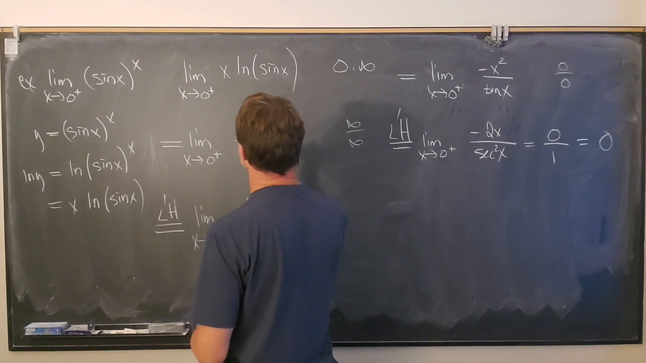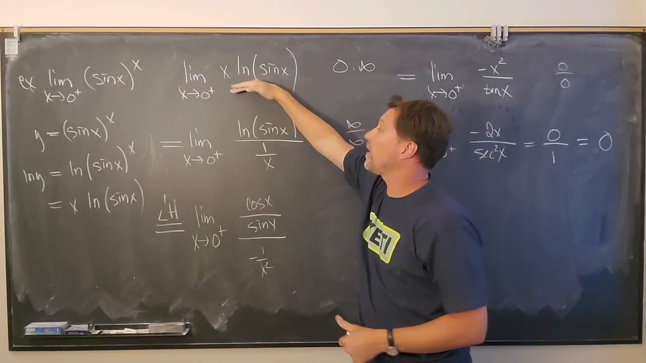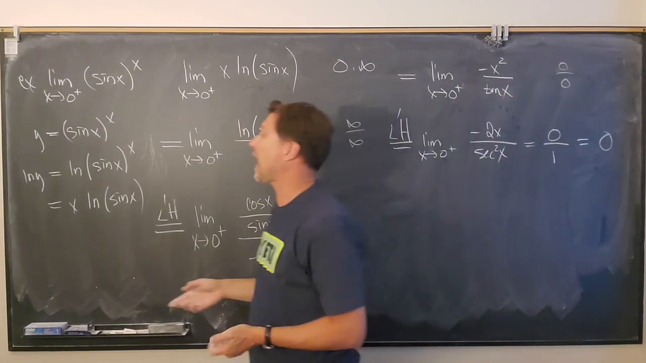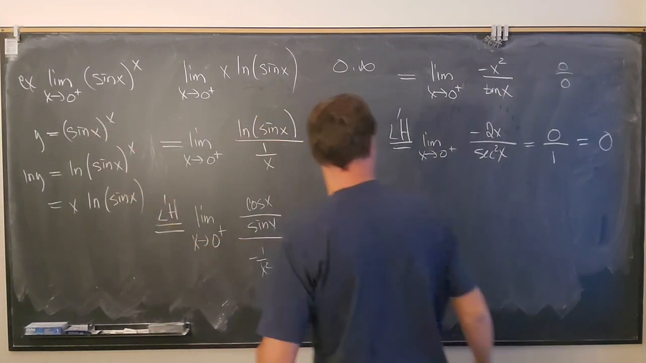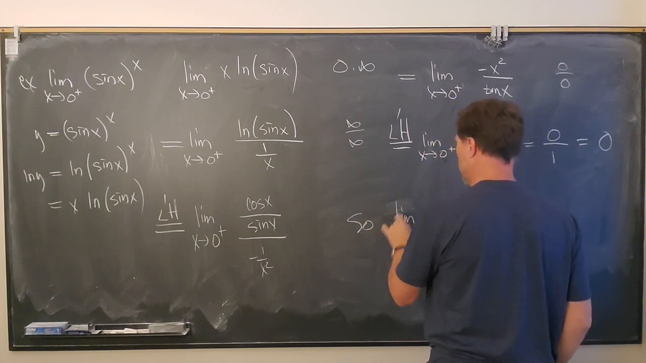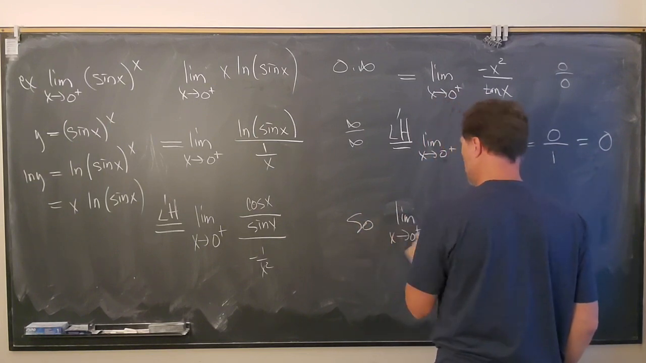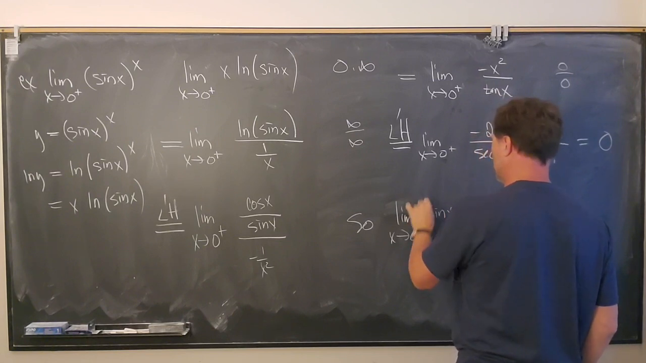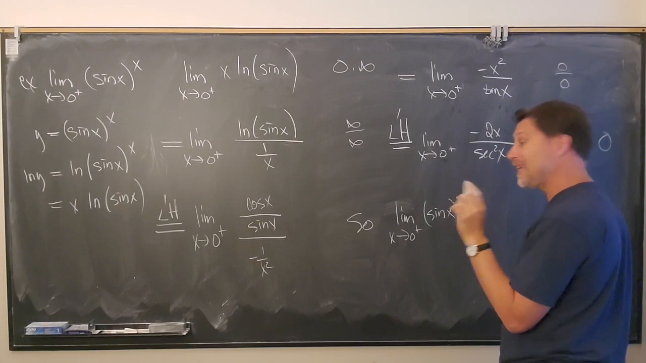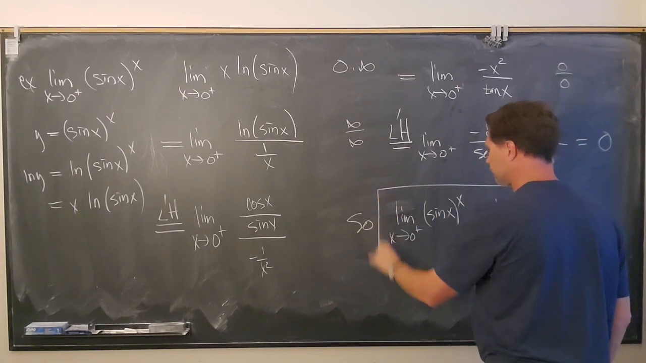So what did we show? We showed that this limit right here is approaching 0. To undo that process to get the actual answer, exponentiate. So the limit as x approaches 0 of sine x raised to the x is equal to not 0, but e to the 0, which is equal to 1.